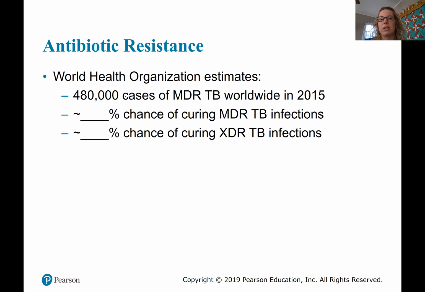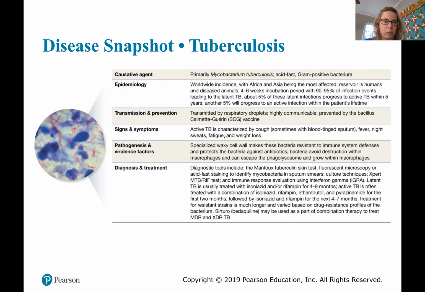There were almost 500,000 cases of MDR TB in 2015, and there's about a 52% chance of curing MDR TB, even with those expensive, long, 2-year periods that you get the antibiotics for, and a 26% chance of curing XDR TB. So those are not good odds for those that develop those types of infections with the resistant bacteria. Okay.